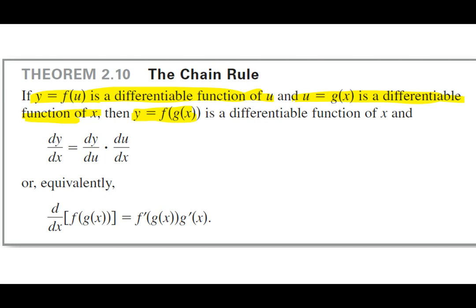Then, if you take some composite, y equals f of g of x, and again, based on what the definition says, they're assuming that u is the g of x, which is the inside function, and f of u is the outside function, which is the y equals. So if you have two differentiable functions and you make y equals f of g of x, then you can say that the derivative of y in terms of x, which is dy over dx, is equal to the derivative of y with respect to u times the derivative of u with respect to x.